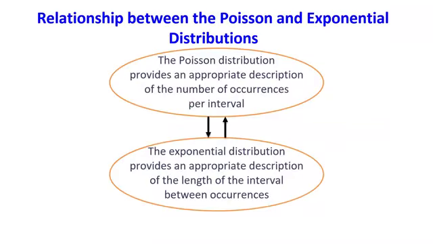Is this clear, guys? Now, the relationship between Poisson and exponential: the Poisson distribution provides an appropriate description of the number of occurrences per interval, whereas the exponential distribution provides an appropriate description of the length of the interval between the occurrences. So that's the relationship between the Poisson and exponential. When you are identifying any kind of scenario, you have to make sure which scenario you are dealing with, whether it is related to Poisson or exponential. Accordingly, you choose the right method to calculate the probabilities.